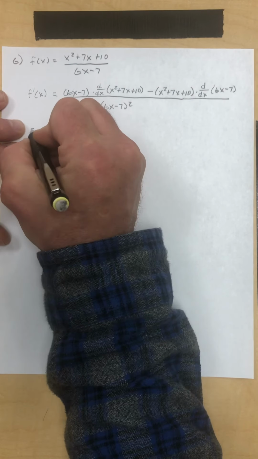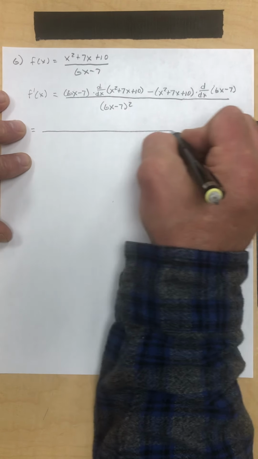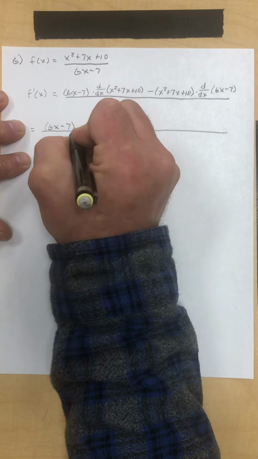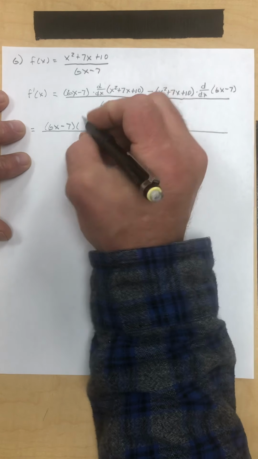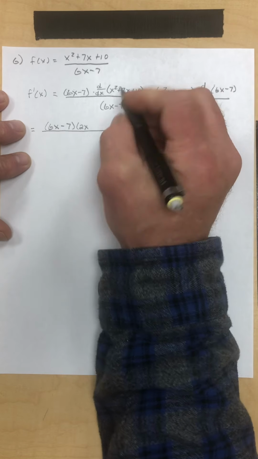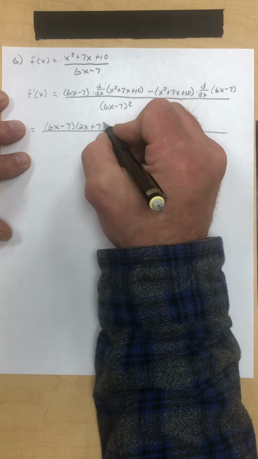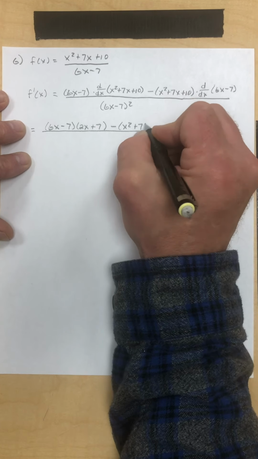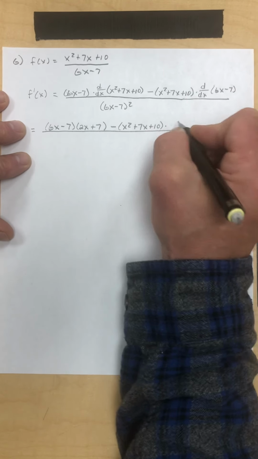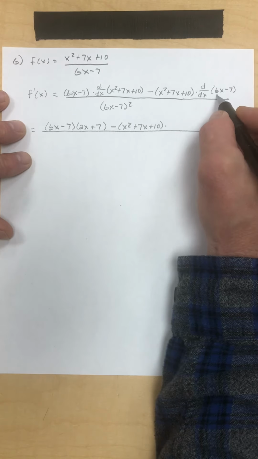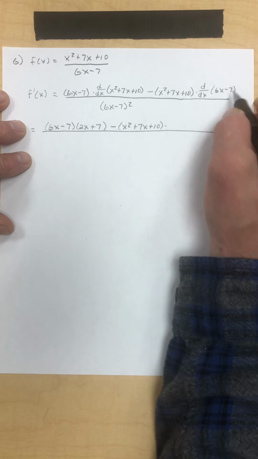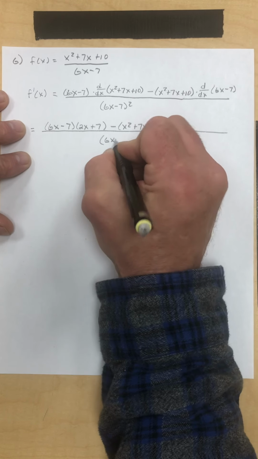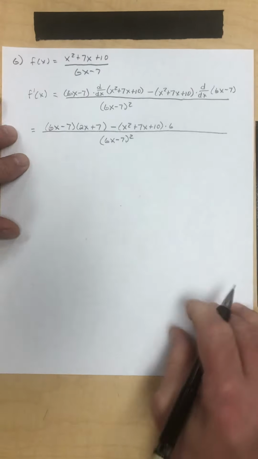All right, so let's see what we got going on. Okay, up above, I've got the 6x minus 7 times the derivative of here. The derivative of x squared is 2x. The derivative of 7x is 7. And the derivative of 10 is 0, so that's it. Minus x squared plus 7x plus 10 times the derivative of 6x minus 7. Well, the derivative of 6x is just 6. The derivative of 7 is 0, so I just get 6. And that's all over, I'm going to leave this guy in factored form for the time being. I'm going to leave it just like that.